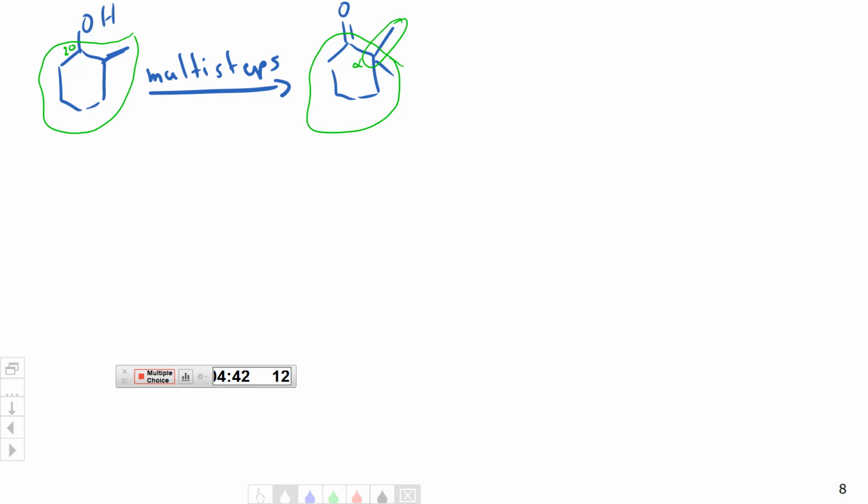So we have a secondary alcohol, we need to have it as a ketone. It's an oxidation reaction in which we can use chromium H+, or sodium dichromate H+, and that would result in this one in here.